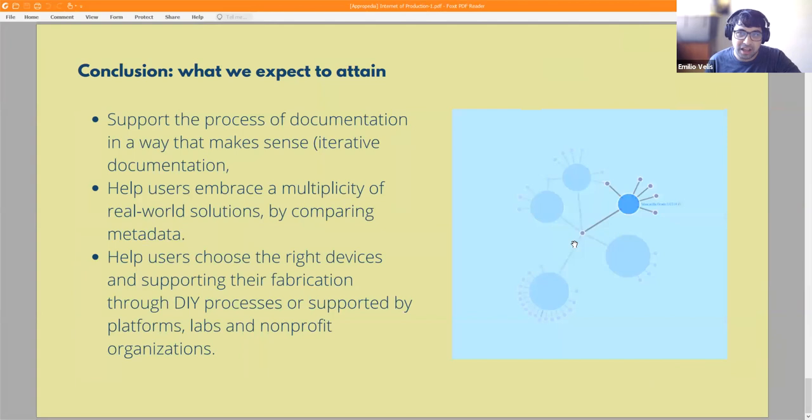And then finally, as a conclusion, we want to talk a little bit about what we expect to attain. We have three things. First of all, support the process of documentation, helping people document in the right way, but also iteratively, in a way that is simple enough but can then build up. Secondly, help users embrace a multiplicity of real world solutions, because in the real world there are many different ways to solve a problem. We want to help people compare different projects, think about what makes something similar to others, explore those ideas, and then pass on all of this information to different actors, organizations and platforms that are helping build the internet of production. So we want to work in collaboration with different people who are interested in creating impact in the world.